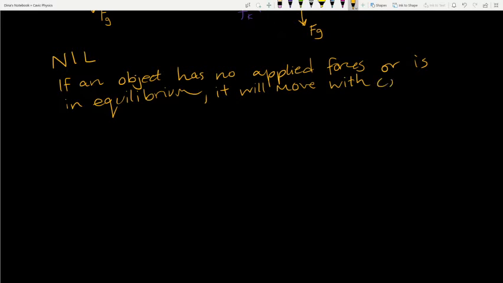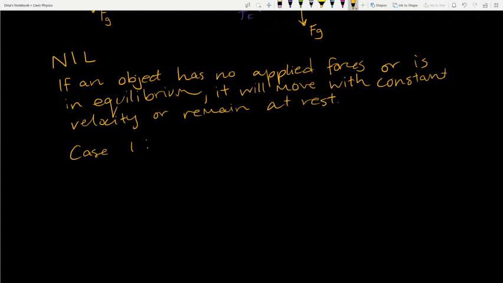It will move either with constant velocity or remain at rest. So really there's two different things that can happen. Case 1, our object will move with constant velocity. So if you give something an initial push in space, your object can move with a constant velocity in a certain direction with no forces being applied. It can also do that if those forces are balanced.